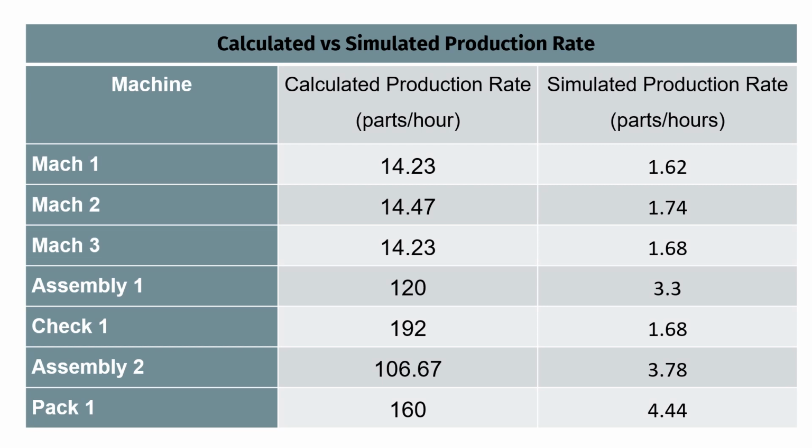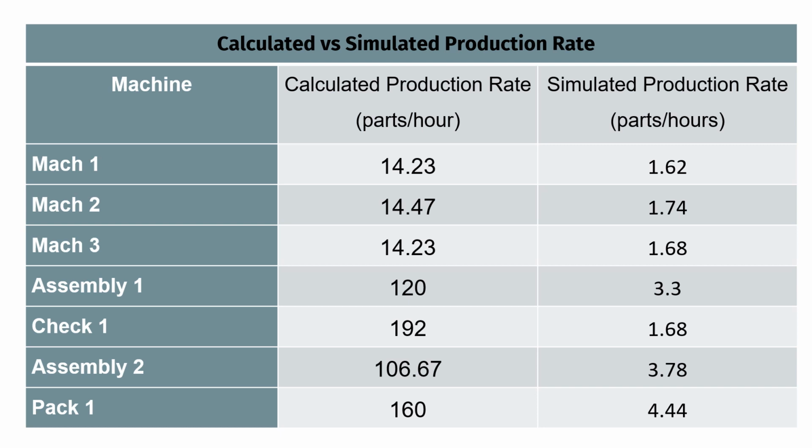Next is our table of calculated versus simulated production rate. Now you can see our calculated production rate is different from the simulated production rate. For machine 1, 14.23 parts per hour, and for simulated 1.62 parts per hour. For machine 2, 14.47 parts per hour, for simulated 1.74 parts per hour.